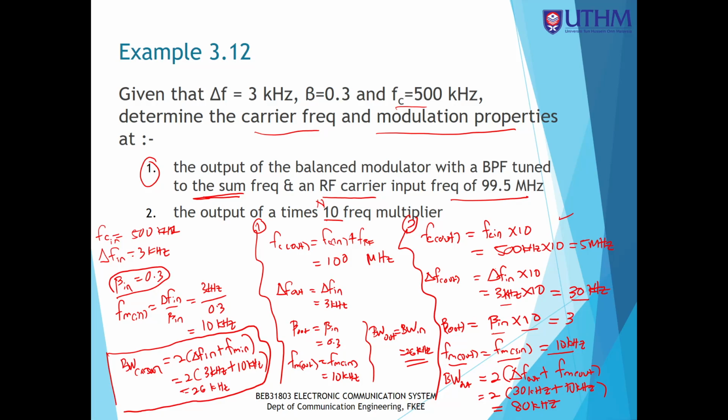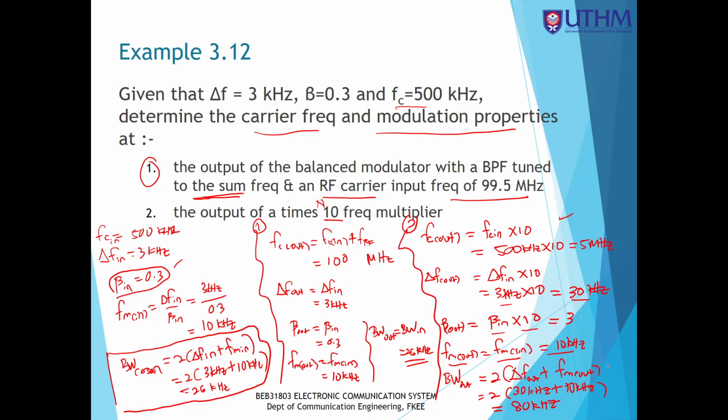You can use Bessel. I use Carson because the beta value is very small, 0.3. It is not stated in the Bessel table, so I use Carson. Okay, saya gunakan Carson kerana 0.3 tidak ada dalam Bessel table. The table in your notes does not contain a modulation index beta equal to 0.3. So that's why I use the bandwidth by Carson.